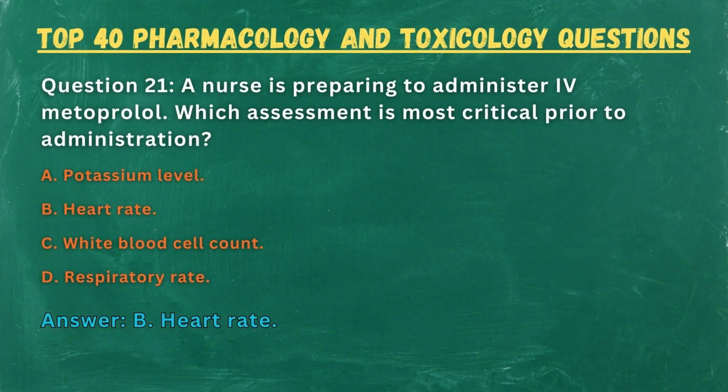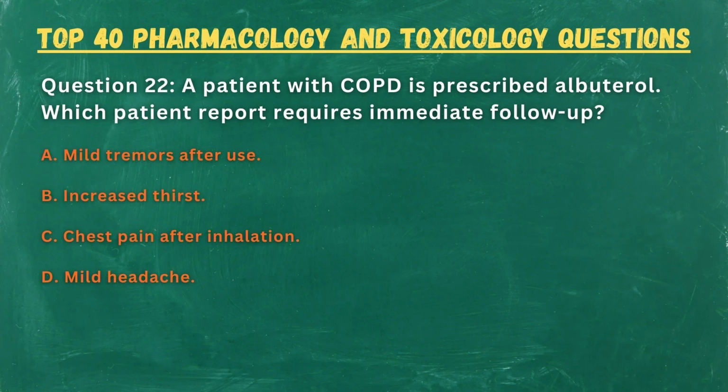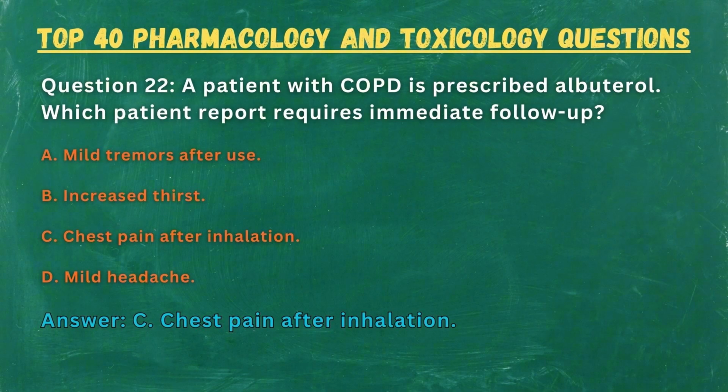Answer: B. Heart rate. Question 22. A patient with COPD is prescribed albuterol. Which patient report requires immediate follow-up? A. Mild tremors after use. B. Increased thirst. C. Chest pain after inhalation. D. Mild headache. Answer: C. Chest pain after inhalation.